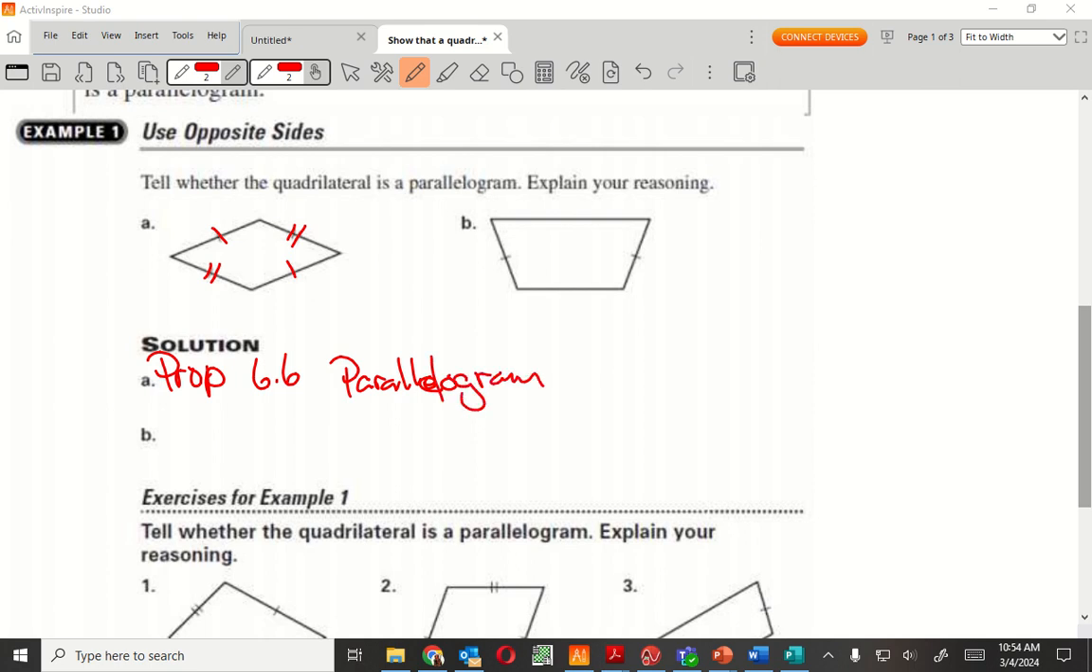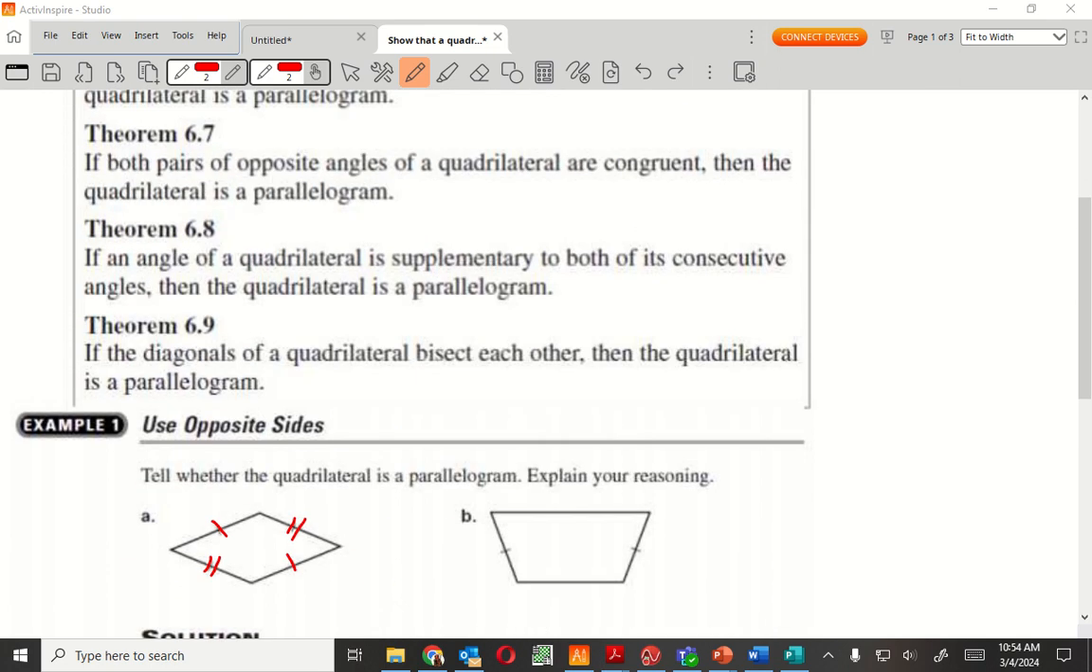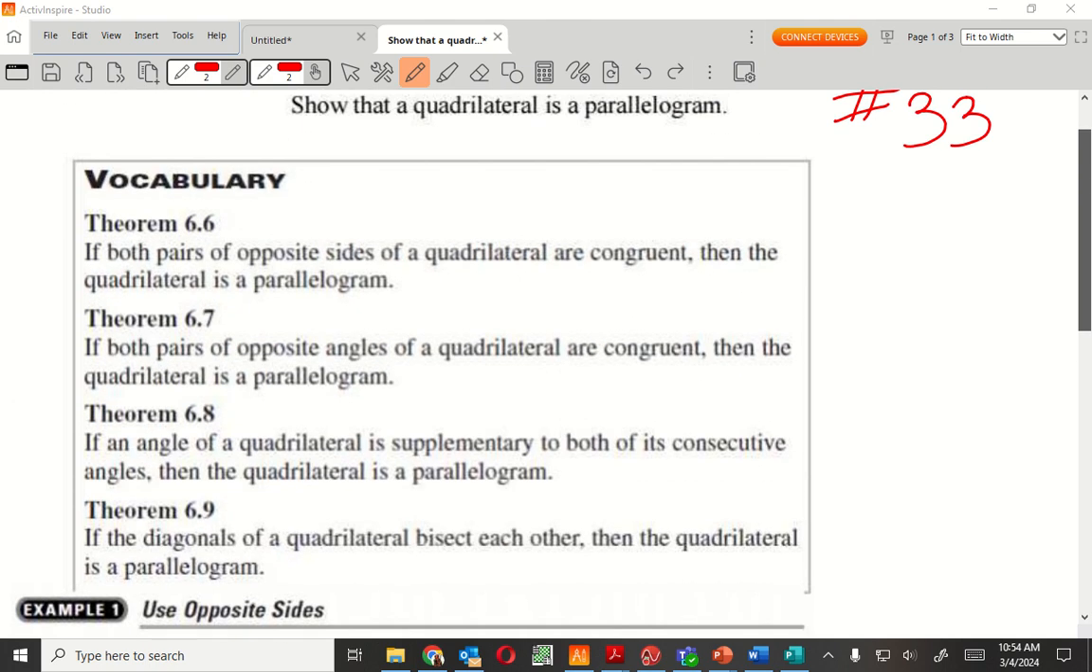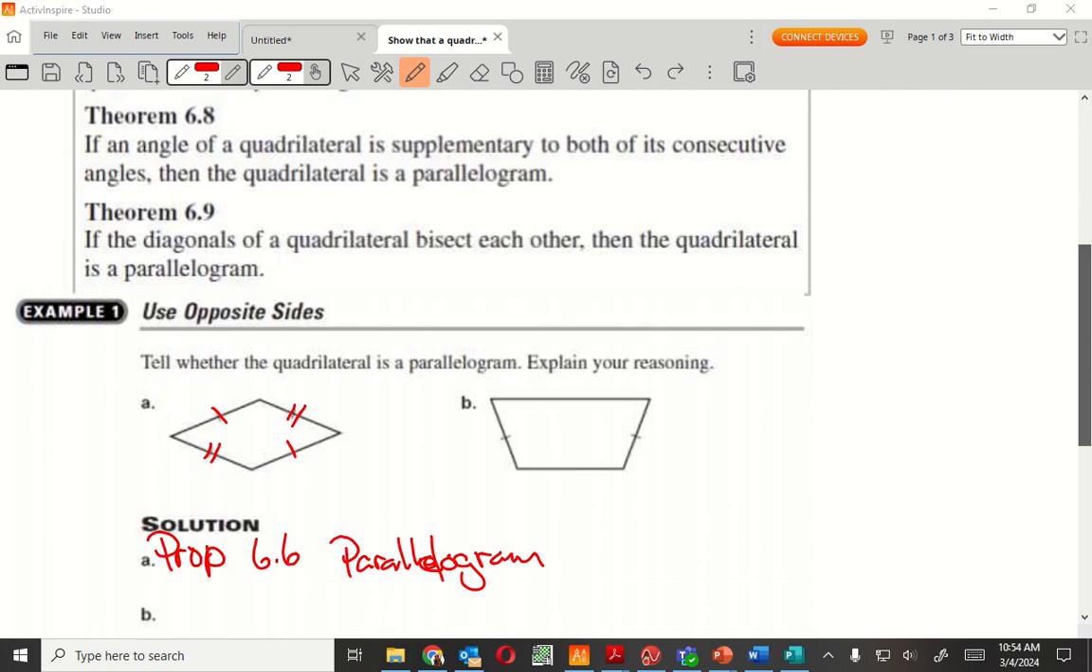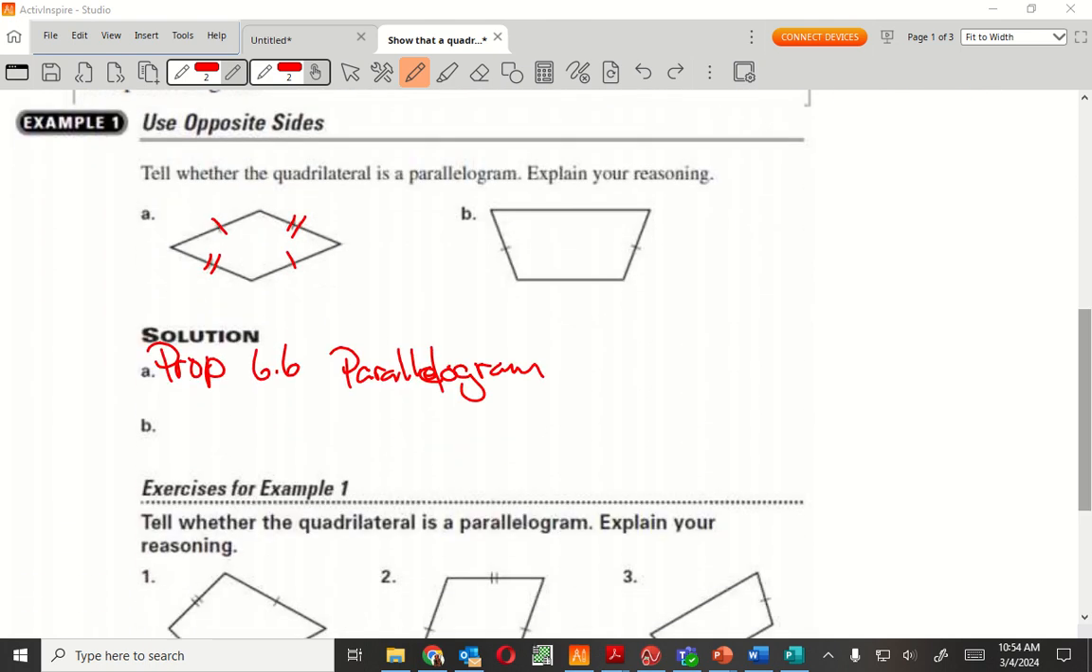L-O-G-R-A-M. I can never spell correctly. So, prop 6.6. So that's my property that I got from this one right here. Or, I'm sorry, I called it property, but it's a theorem. Dang it, I messed up. So, theorem 6.6.